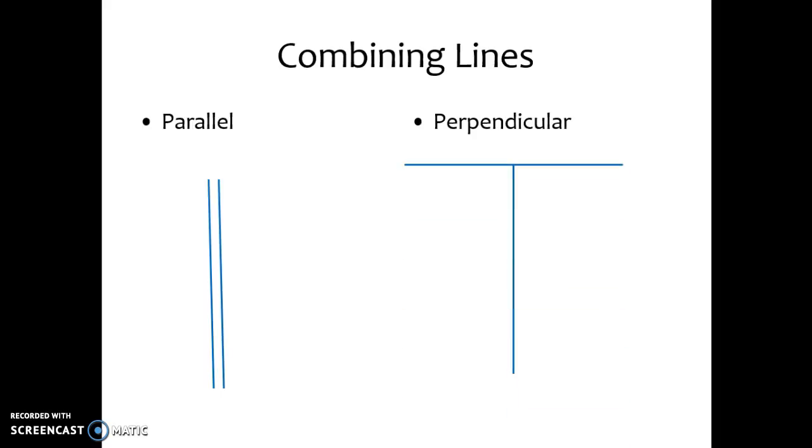And perpendicular are two lines that meet at a 90-degree angle. So your uppercase T, as shown on the screen, or an uppercase L are examples of perpendicular lines.